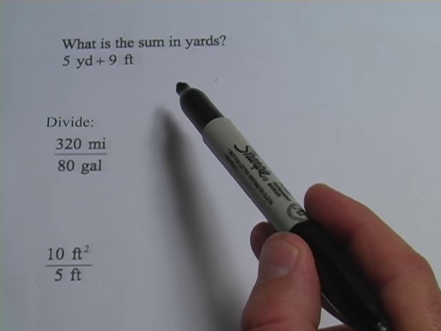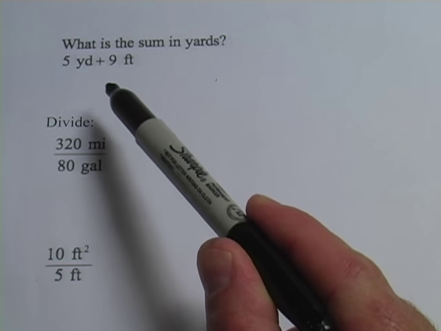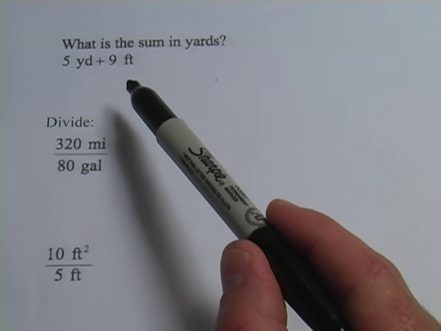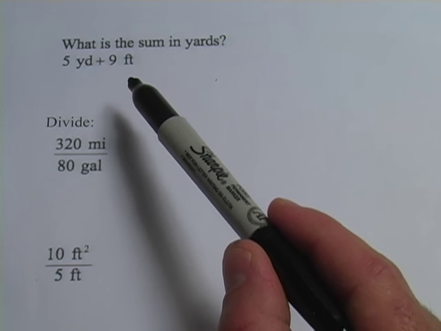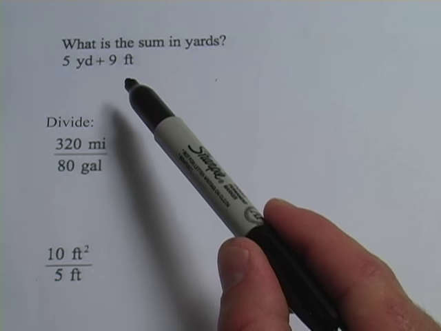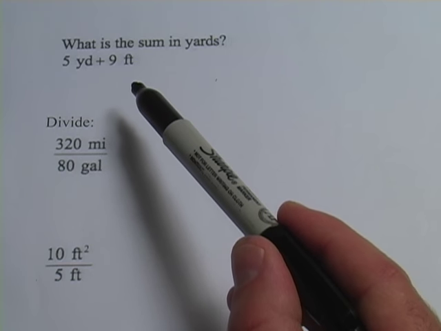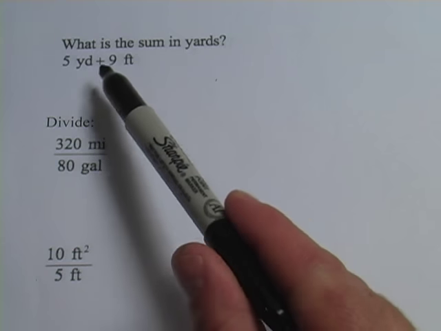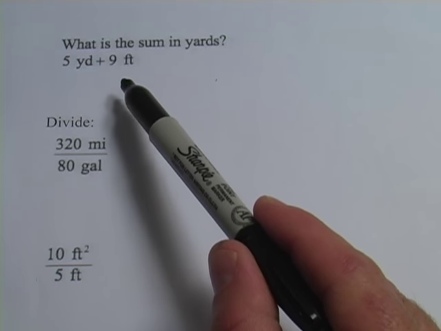The first one here says, what is the sum in yards? And then they give you 5 yards plus 9 feet. Well, you can't add or subtract quantities unless the units are the same. So we've got to convert one of these into the other unit. Since they're asking for the answer in yards, you'd want to convert the 9 feet into yards.